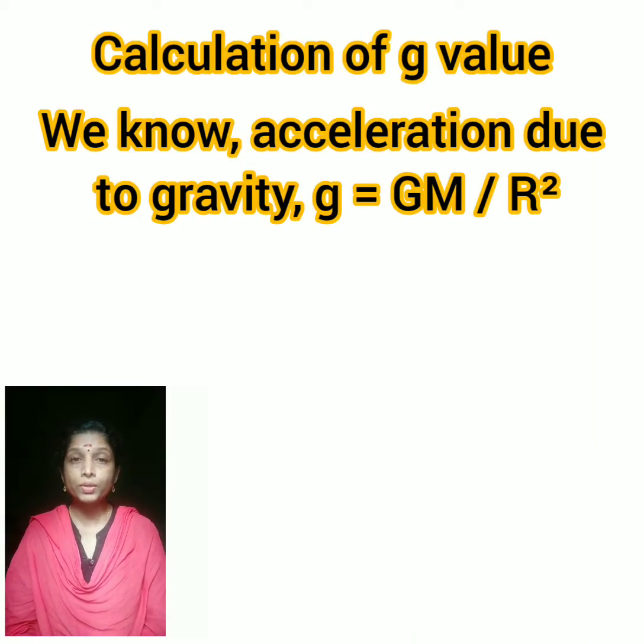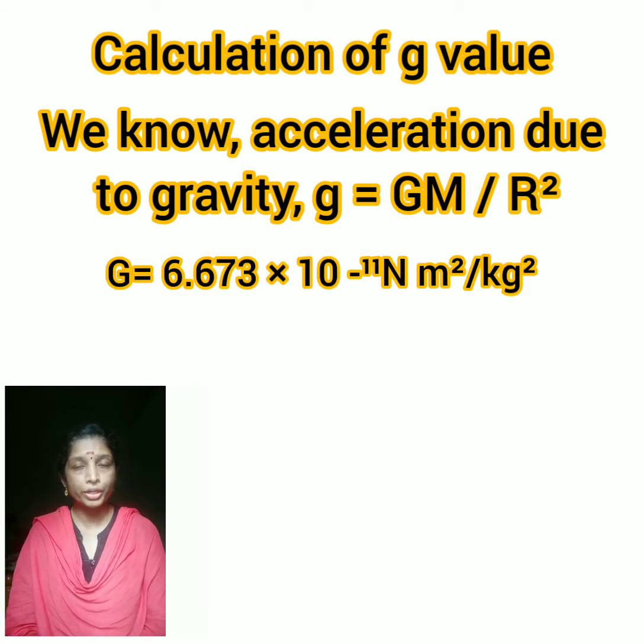Now we can calculate the value of g. To calculate the value of g, we already know the equation: small g is equal to capital G, capital M by capital R square. So to calculate the value of g, we should put the value of capital G, capital M and capital R. The value of capital G, we already know, is 6.673 into 10 raised to minus 11 Newton meter square per kilogram square.